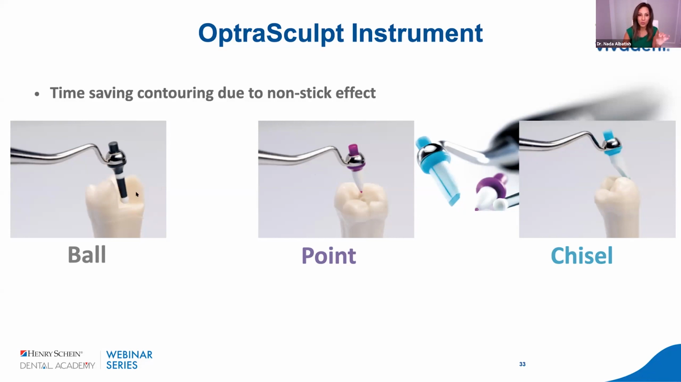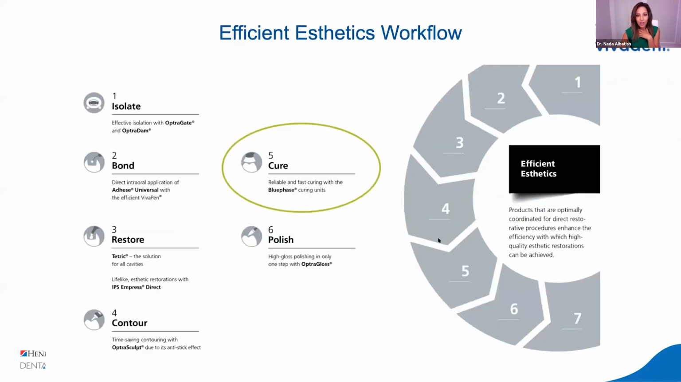Just puts it where you want it, and then it doesn't pull back on your instrument like some of our other metal instruments may, right? And then a point for creating those fissures, and the chisel is really for creating those angles on your cusps or your marginal ridges. And now we're going to talk about curing.